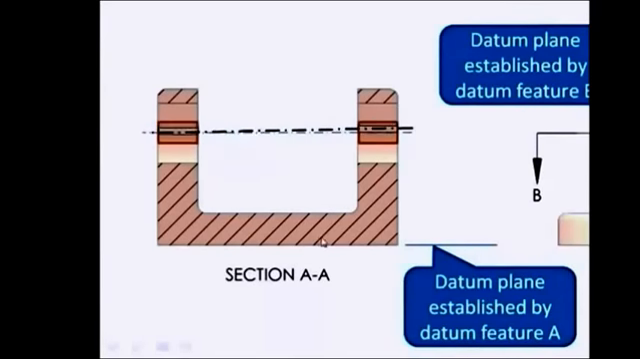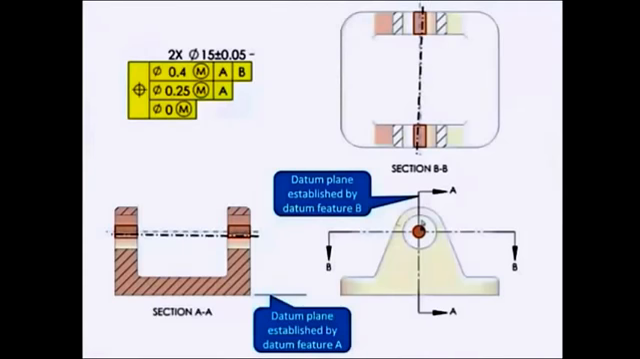Since I didn't repeat B, I could have, but since I didn't repeat it, you'll notice that the axes can be out of parallel as much as 0.4 with respect to the datum plane established by datum feature B. In our next tip in this series, we're going to add another segment here, and we're going to bring down datum feature B to show how we can restrict the orientation relative to both datum planes.